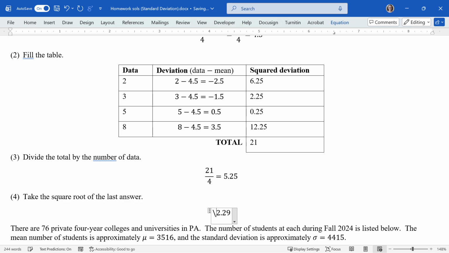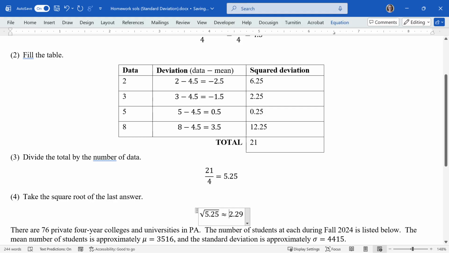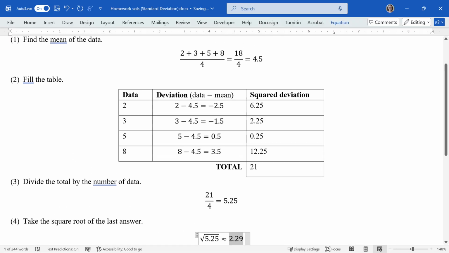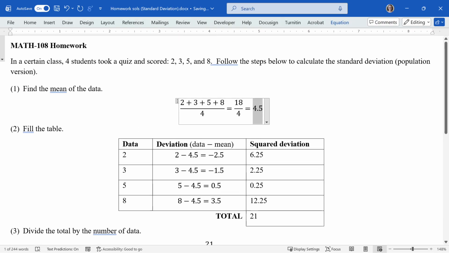All right, so just to make it absolutely clear, I'm taking the square root of 5.25, and that is approximately 2.29. The meaning of this number is that we're guaranteed 3/4 of the data values will lie within 1 standard deviation of the mean. So if we go to the mean of 4.5, go up by 2.29 and down by 2.29, 3/4 of all the data should be in that range, which I think is all of them except for 2 in this case.